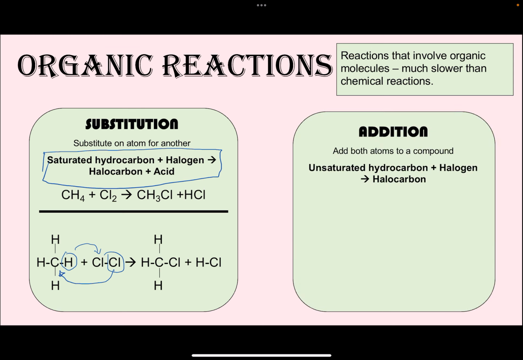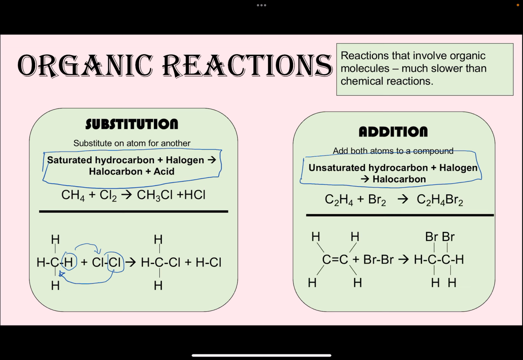And then we have an addition reaction. So once again, make sure that you memorize this equation. We have an unsaturated hydrocarbon which combines with a halogen and makes a halocarbon. So here is an example. What's going to happen is that this double bond is going to break, and we'll have empty spots left on these two carbons. Those empty spots are going to be taken by the two bromines. Okay, so that's how we get a halocarbon.